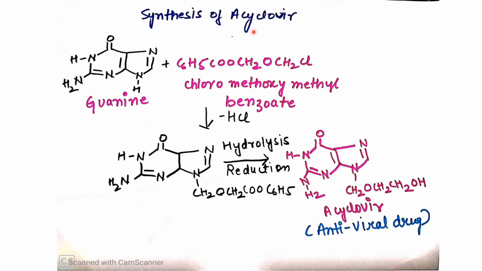Next synthesis is acyclovir. Guanine and chloromethoxymethyl benzoate, they will fuse together, and after that in hydrolysis and reduction reaction the acyclovir will form. This acyclovir is an antiviral drug.